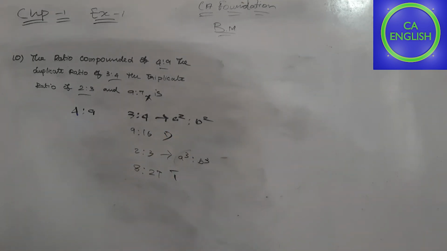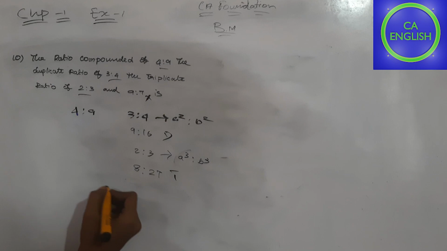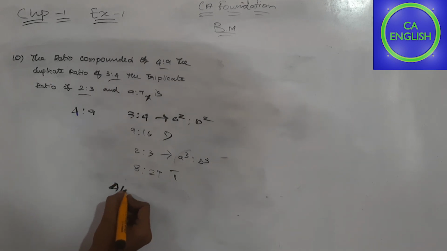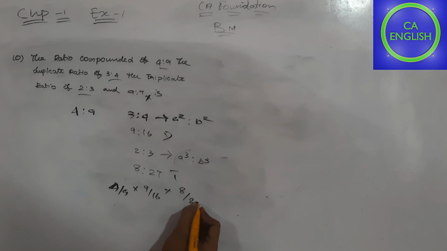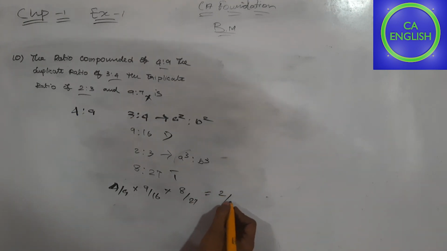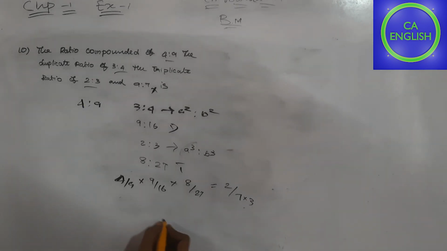Then we just want to multiply the 3 of them. 4 divided by 9 into 9 divided by 16 into 8 divided by 27, and the answer will be equal to 2 divided by 7 into 3. I think so. The answer is 2 divided by 21. In ratio, 2 is to 21. Option C.